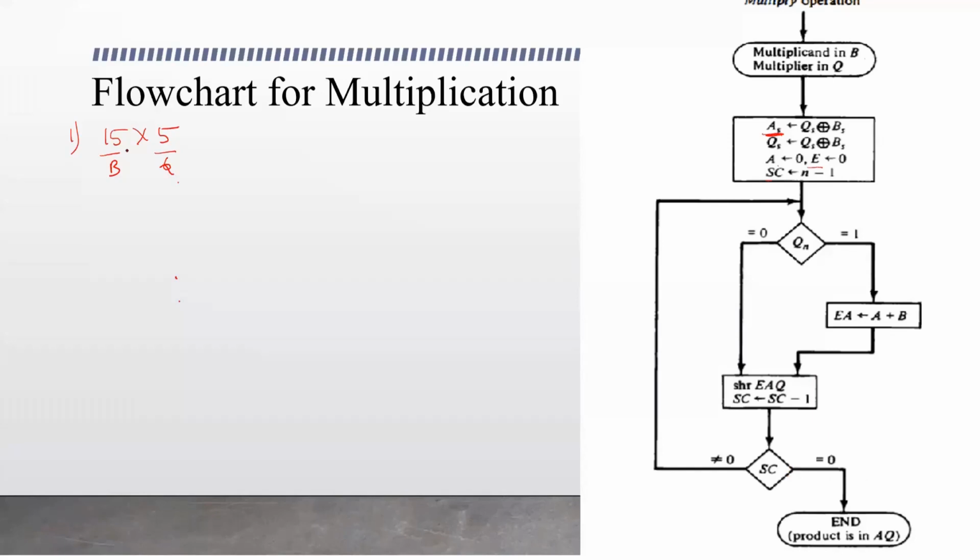So let's take this number. B here is 15, that is 0 1 1 1 1. Q is 5. I'm taking 5 bits; let's assume that we are storing this data in a 5-bit register. So 5 is 0 0 1 0 1, that is 1 0 1, and here is the sign bit. So this is our BS and this is QS.